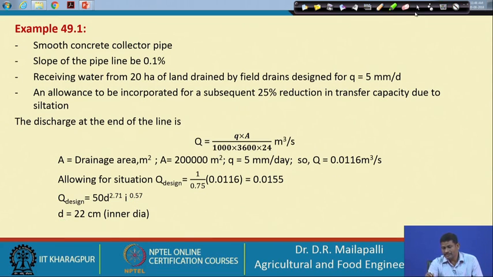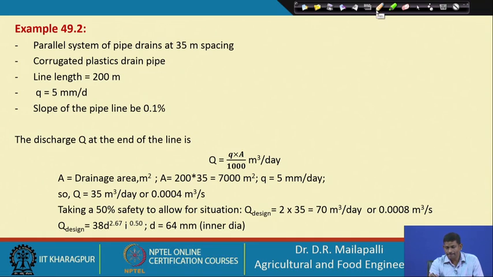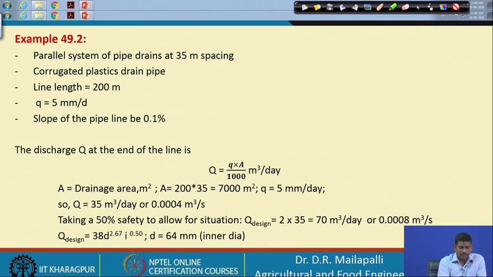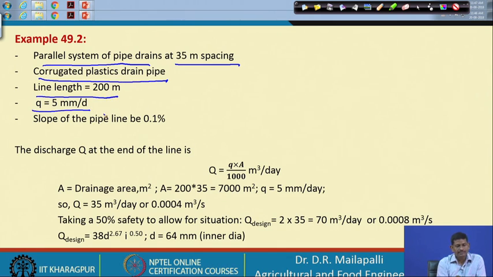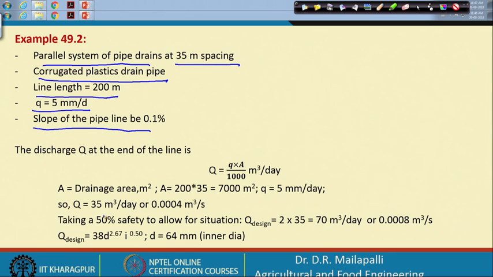Okay. Similarly, there is a second example, and this is for non-uniform flow. Here, a parallel system of pipe drains is installed at 35 meter spacing. It is a corrugated plastic drain pipe, the length is 200 meters, and q is 5 mm per day. This is the drainage flow, and the slope of the pipeline is 0.1 percent. So, from here we know the equation: capital Q is equal to small q into A by 1000, in meter cube per day.